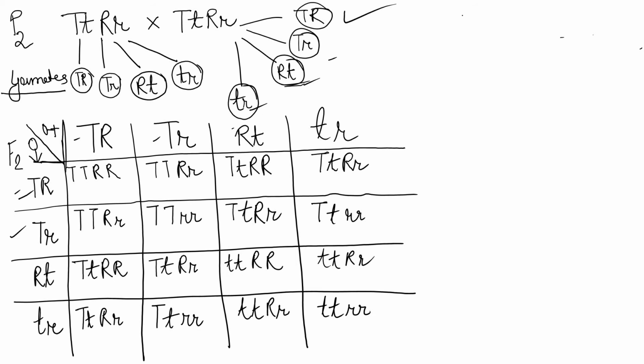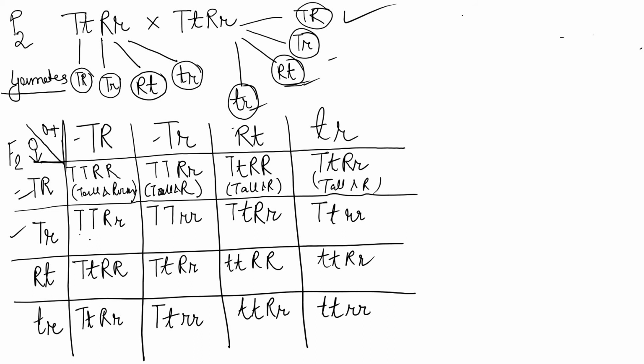So one recessive character, complete recessive character has finally got expressed. Now what can we write? We can write it in this way. So this one will be tall and round seeds. Okay, this one will be again tall and round seeds. This one is also tall and round. This one is also tall and round seeds.